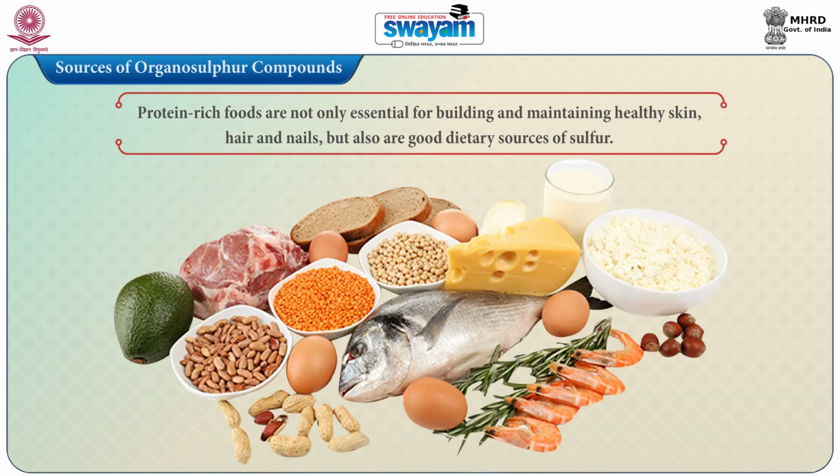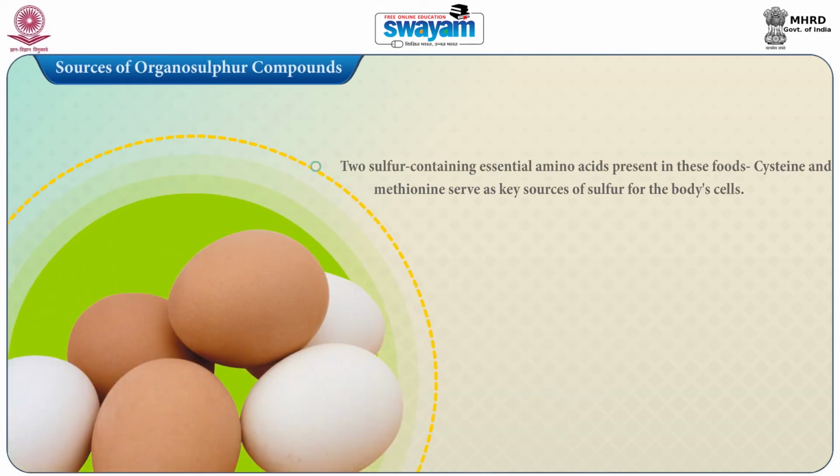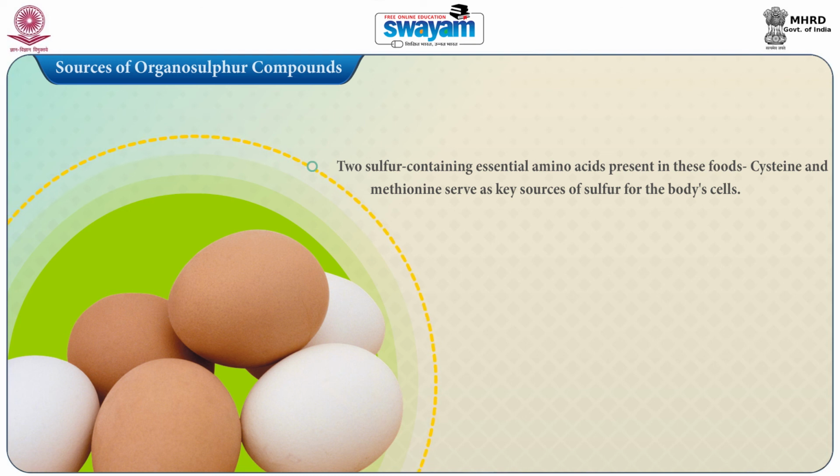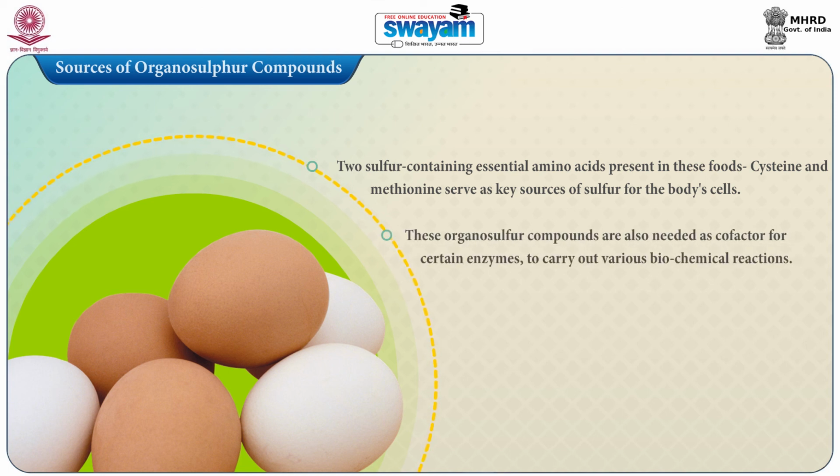Protein-rich foods such as fish, poultry, meats, nuts and legumes are not only essential for building and maintaining healthy skin, hair and nails, but also are good dietary sources of sulfur. Two sulfur containing essential amino acids present in these foods are cysteine and methionine. They serve as key source of sulfur for the body's cells. These organosulfur compounds are also needed as cofactors for certain enzymes to carry out various biochemical reactions.